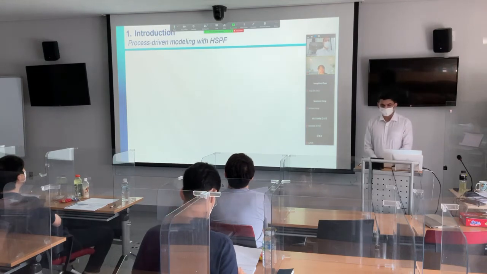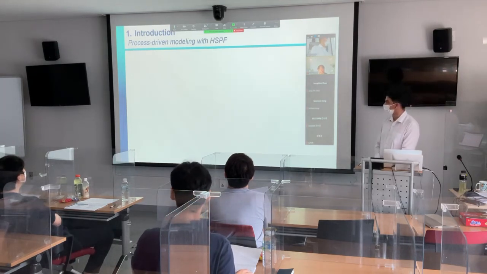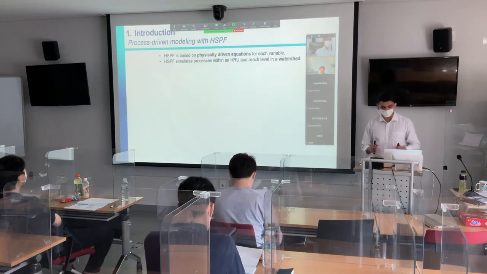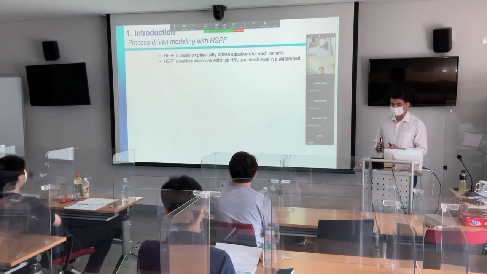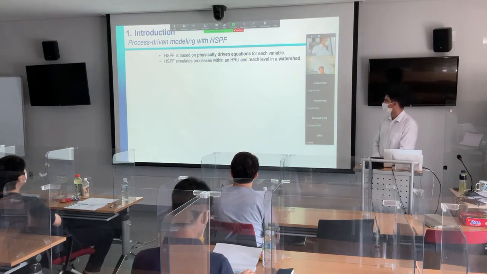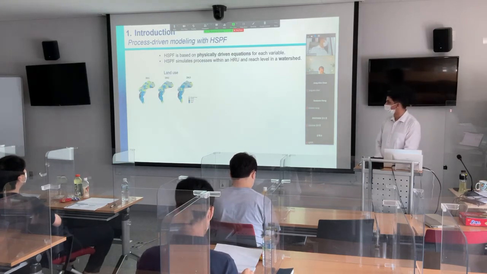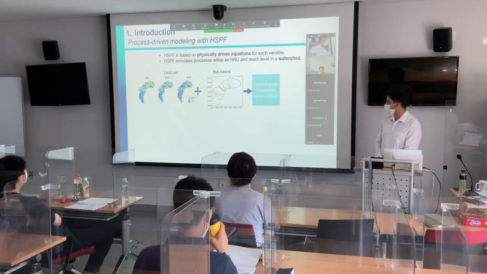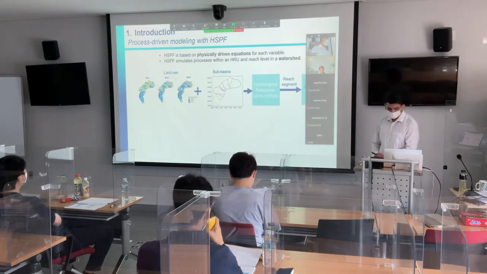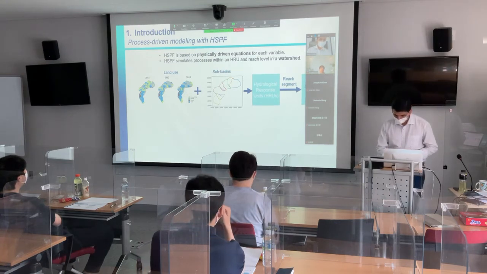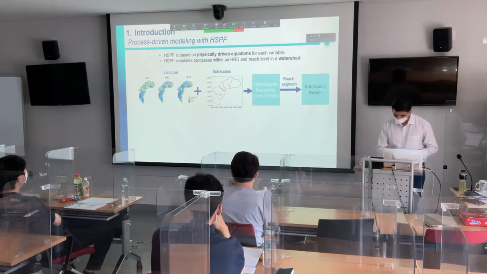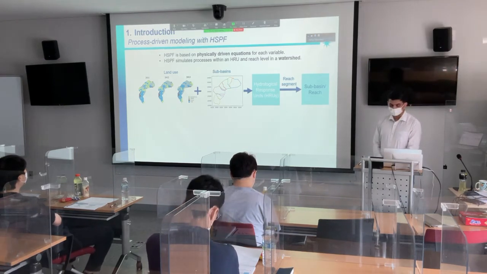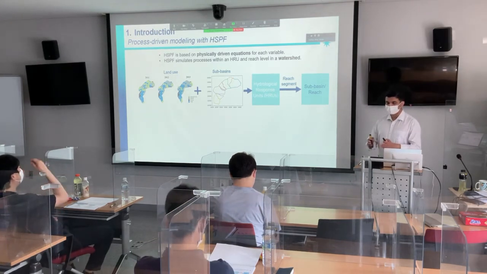The process-driven model that I used in my studies is the HSPF model, which stands for Hydrological Simulation Program Fortran. This model divides the study area into small HRUs, the hydrological response units, and the HRUs are formed by the combination of land use and the subbasins. Each process is modeled in an HRU, and then there are processes which are modeled within reach, and reach is a segment of the stream within a subbasin.